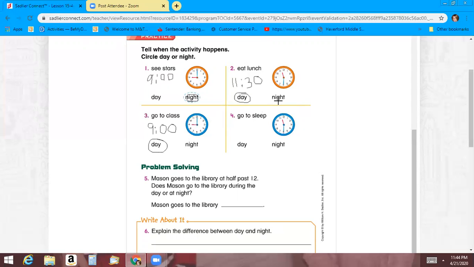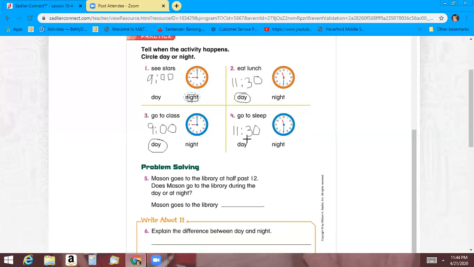Let's look at our analog clock. And again, we're going to look at our minute hand is on the 6. Our hour hand is between the 11 and 12. So I know when I see it halfway past the hour, it's 11:30. And it's saying, well, this is very late. Go to sleep. It's very late to go to sleep.